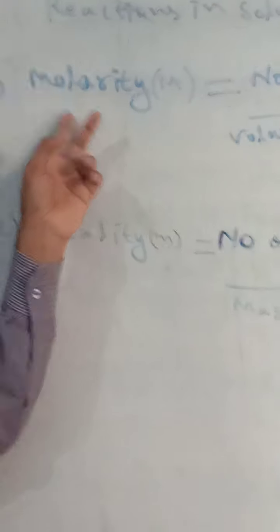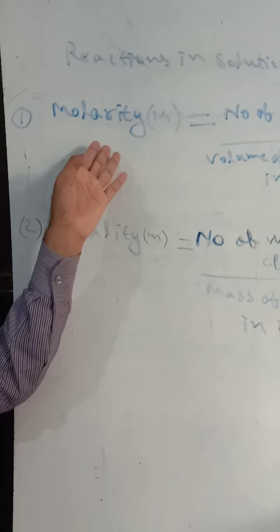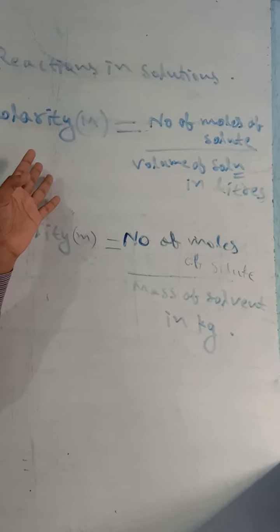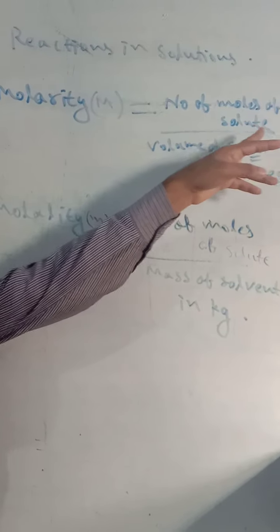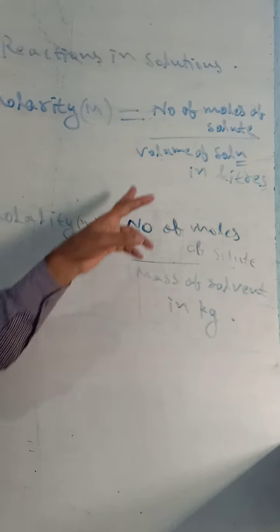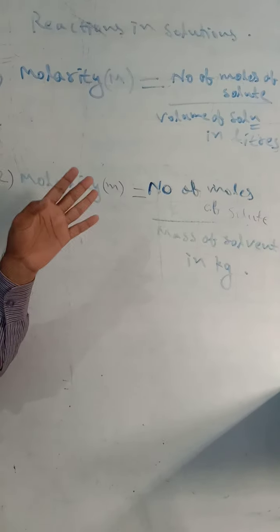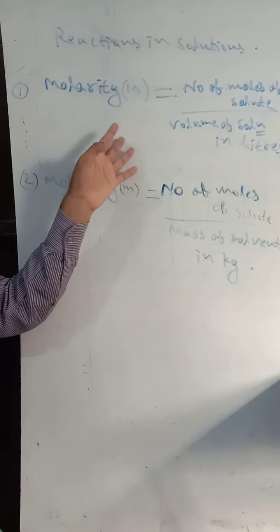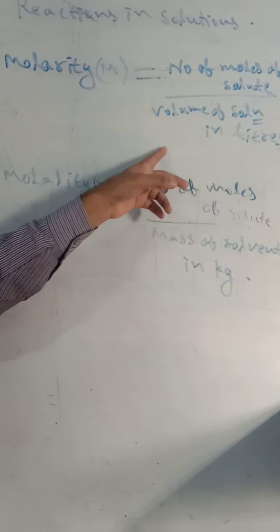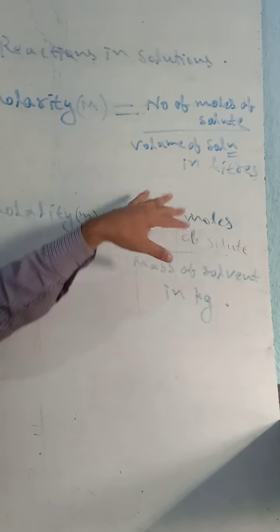First term, molarity. The molarity equals the number of moles of solute by volume of solution in liter. You can say molarity is the ratio of the number of moles of solute by volume of solution in liter.